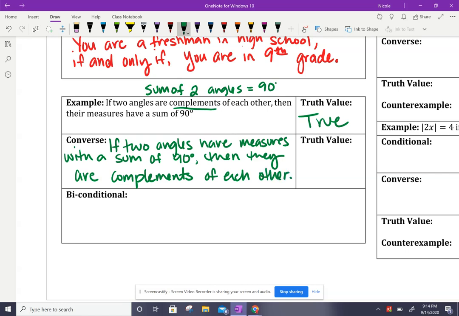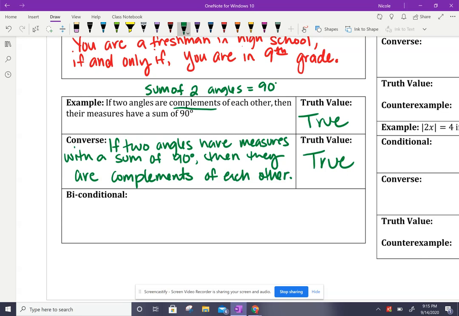So you have to, on some of these, especially the biconditionals, be mindful of the wording and make sure that it makes sense when you read it out loud. If I had said, if they have measures with a sum of 90 degrees, then two angles are complements of each other, that does not grammatically make sense. So think about what you're talking about and where you might need to keep certain words. Now, looking at the truth value, this is also true. So I can also write this as a true biconditional.